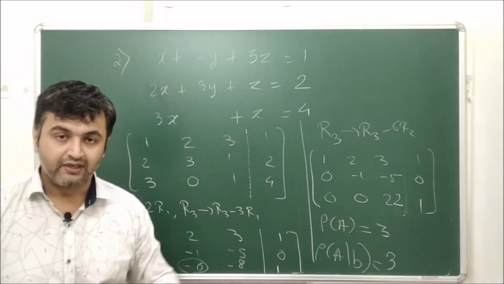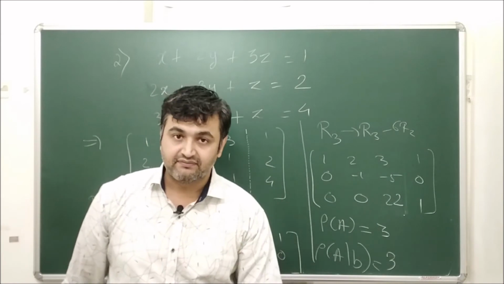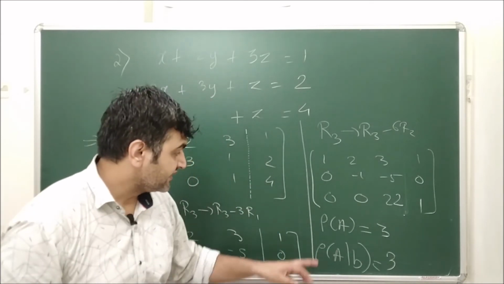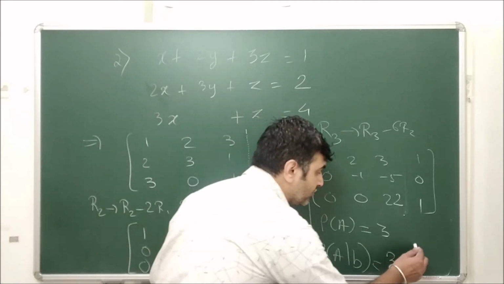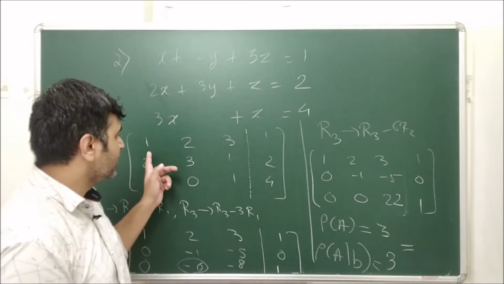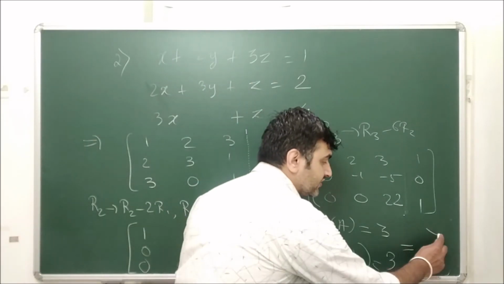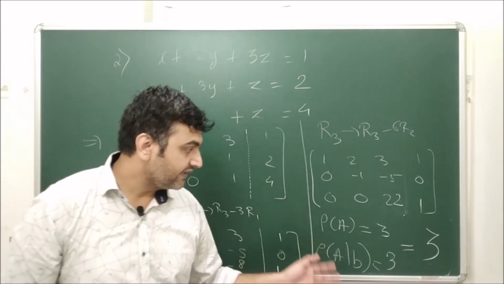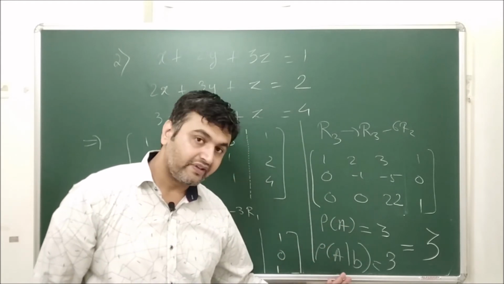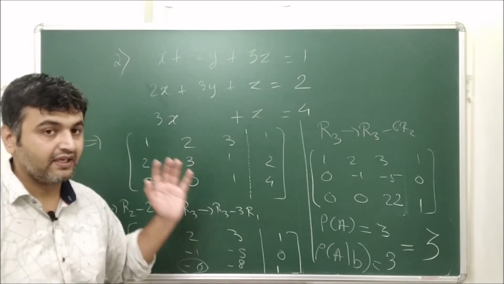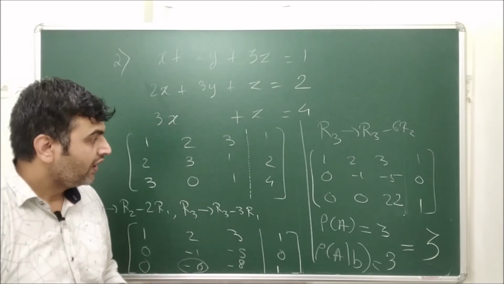system. Now once it is consistent, you can ask whether it has a unique solution or whether it has infinitely many solutions. But as you can see, rank is equal to the number of unknowns or the number of columns of A. Or how many unknowns? x, y, z. There are 3 unknowns. So since your rank of A is equal to rank of A augmented B is equal to the number of unknowns, therefore this system has a unique solution. And then you can find.